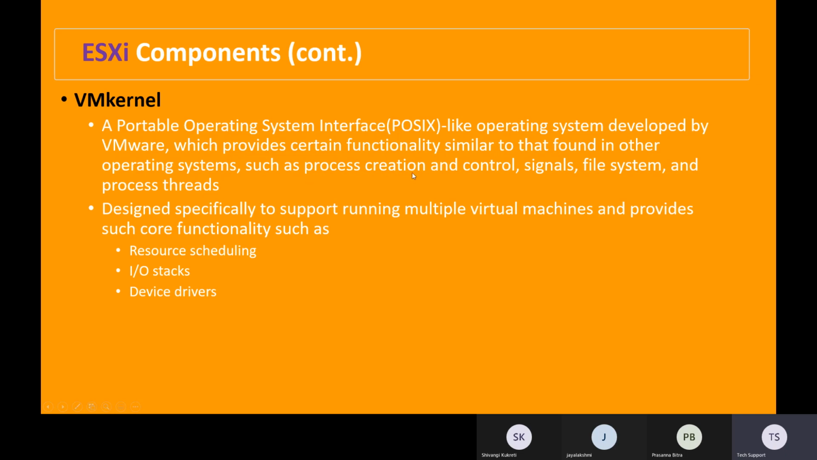Here they mentioned that process creation, control, signals, these and all same thing are available in a Windows operating system as well as Linux operating system, and also it has a file system. But the file system difference is: in Windows operating system we have the file system called NTFS, New Technology File System. When it comes to the Linux operating system, the file system name is ext4. That is the file system name.